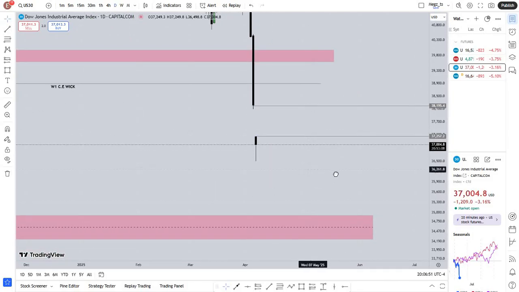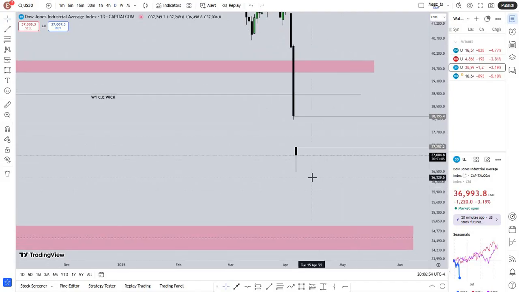Also looking for some kind of retracement into these levels and then dropping lower. This new week opening gap. Today is Sunday, so we just opened. So let's just watch and see what we have for the week.